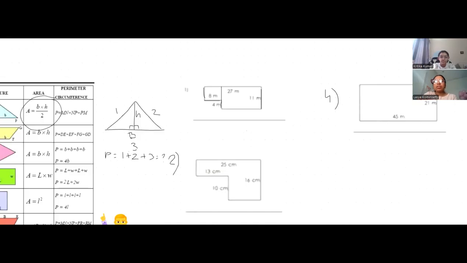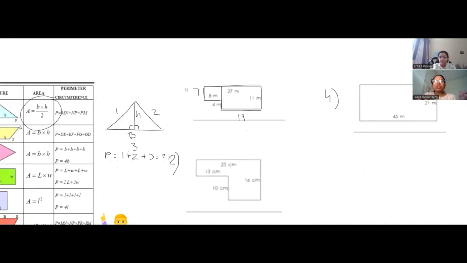And then you know this is 27 meters and this is 11 meters. And you don't know the length of this, right? So you just subtract 27 minus 8, which is 19 meters. So for the perimeter, you don't need to include this line. You just need to add everything that's outside, right? Remember, it's the fencing of the garden, like Kritika said before. So here we just add 19 plus 4 plus 8 plus 7 plus 27 plus 11. And your answer is going to be 76 meters.